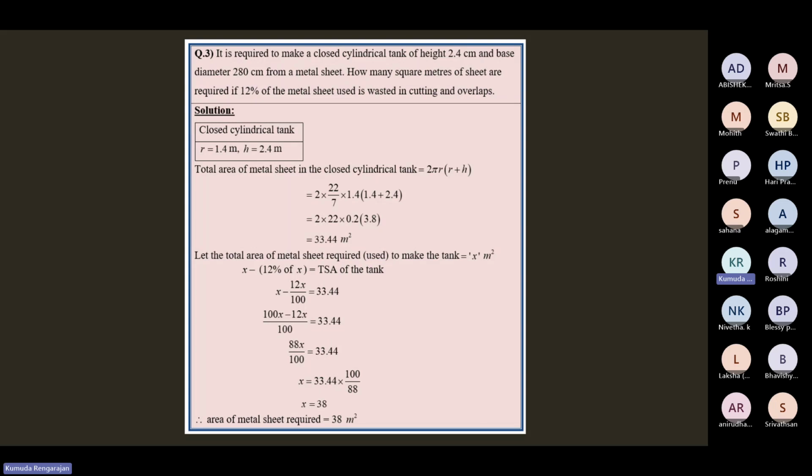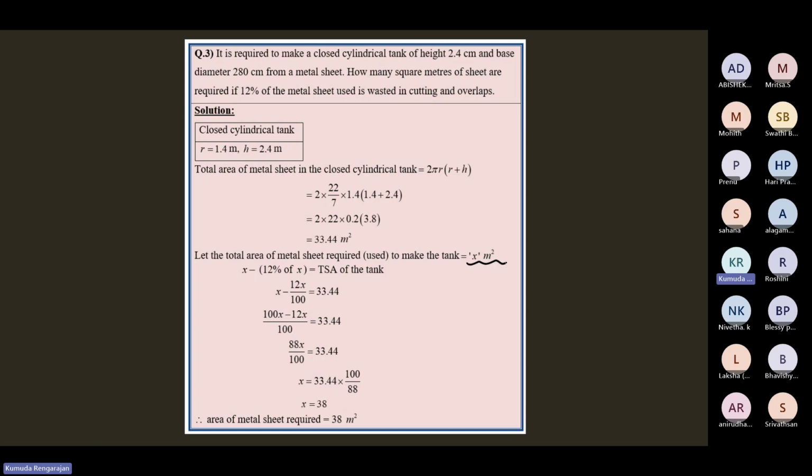In this case, we don't know how much we're buying. So let the total area of metal sheet required to make the tank be X meter square. Now you're buying X from the market. How much is wasted? 12% of X is wasted. 12% of the metal sheet used is wasted. However much you buy, on that 12% is wasted. You're buying X meter square from the market, and 12% of X is wasted.